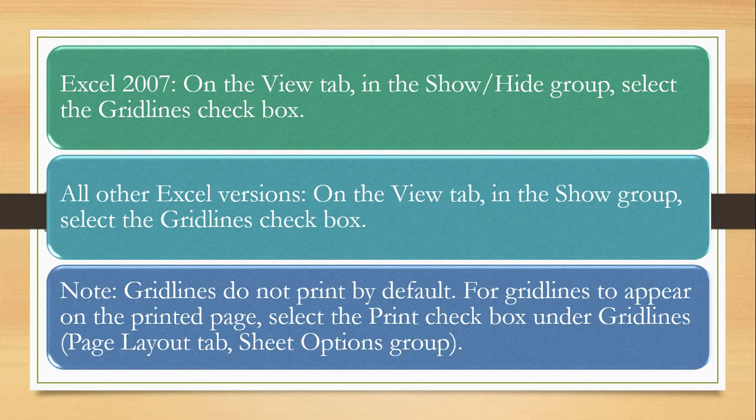In Excel 2007, on the View tab in the Show/Hide group, select the Gridlines checkbox. In all other Excel versions, on the View tab in the Show group, select the Gridlines checkbox. Note, grid lines do not print by default. For grid lines to appear on the printed page, select the Print checkbox under Gridlines. Then only are we able to print the grid lines as well as the text written in Excel files.